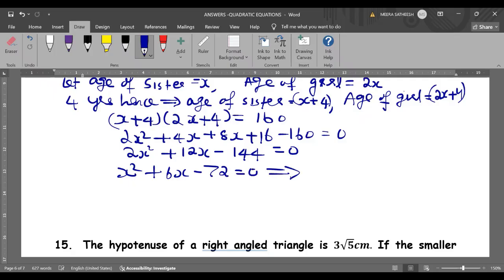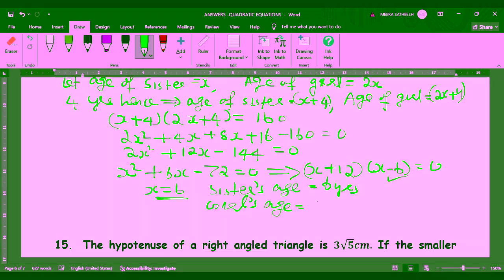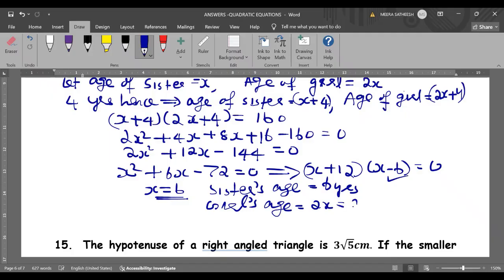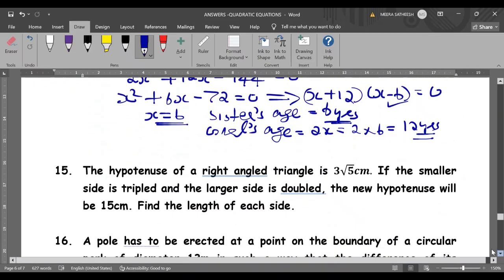So what are the numbers? 12 and 6, no? So x plus 12 into x minus 6 is equal to 0. So let us take the positive value. So x equal to 6. So sister's age equal to 6 years and the girl's age is equal to 2x, so 2 into 6, 12 years. So what is asked in the question? Both ages are asked. Okay. So both ages we got. Next one.